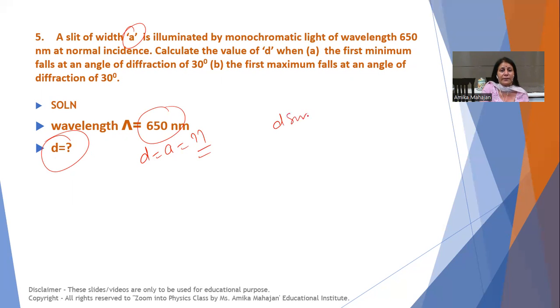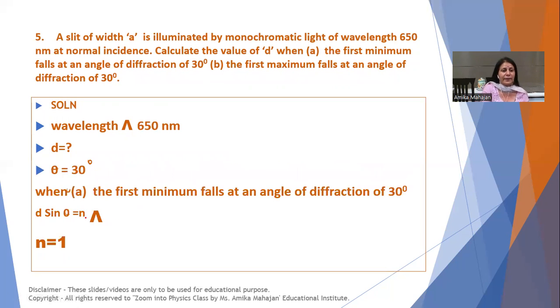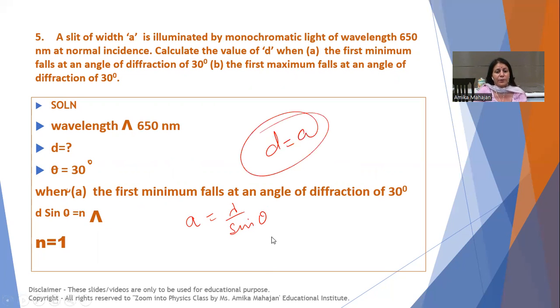In general, D sin theta equal to n lambda for minima and D sin theta equal to 2n plus 1 lambda by 2 for maxima. N is 1 in both the cases. D is replaced by A here. I have to calculate A. So when first minima falls at an angle of diffraction of 30 degree, N is 1. So what I get, D sin theta is lambda. Actually, A is lambda by sin theta because here D is A. Put the value of lambda and theta and calculate A.